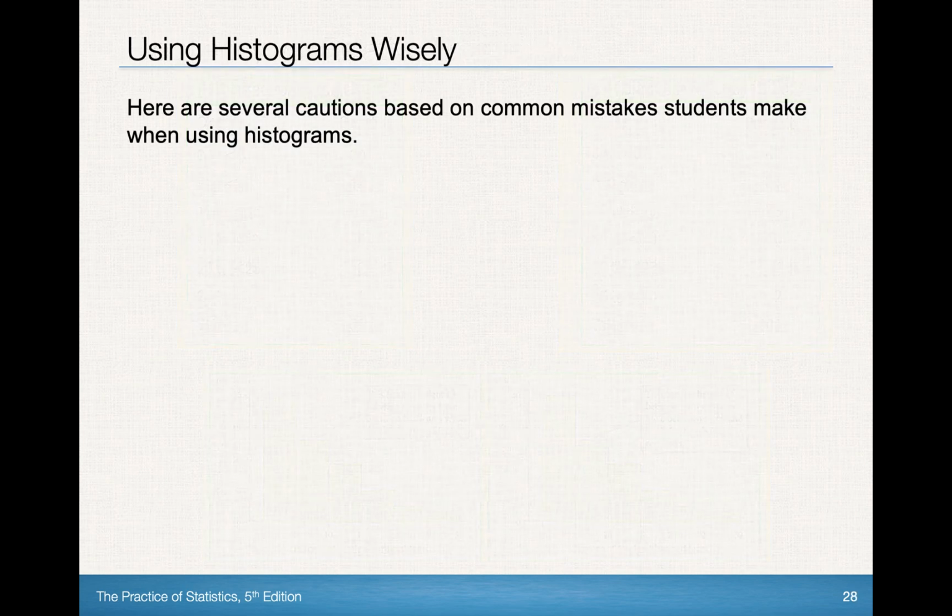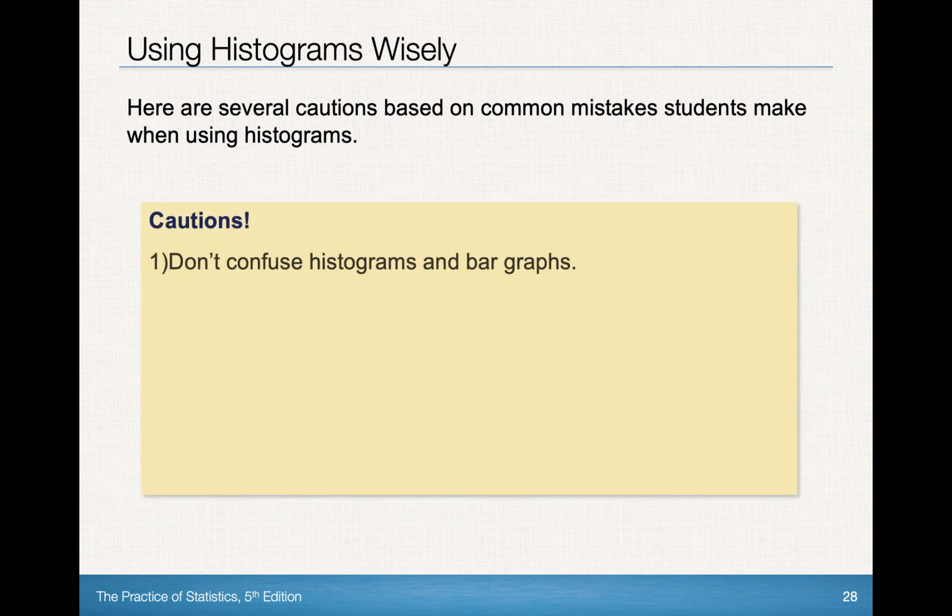So, using histograms wisely. Here are several cautions based on common mistakes students make when using histograms. Number one, don't confuse a histogram and bar graph. Like I said, bar graphs are for categorical variables. Histograms are for quantitative variables. The x-axis of a bar graph is categories. The x-axis of a histogram is numerical values.